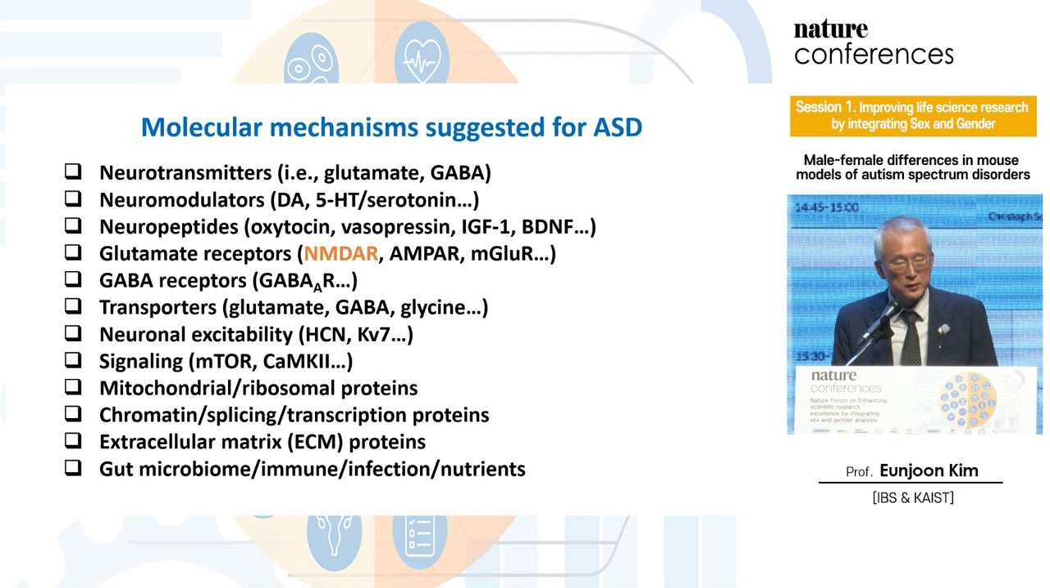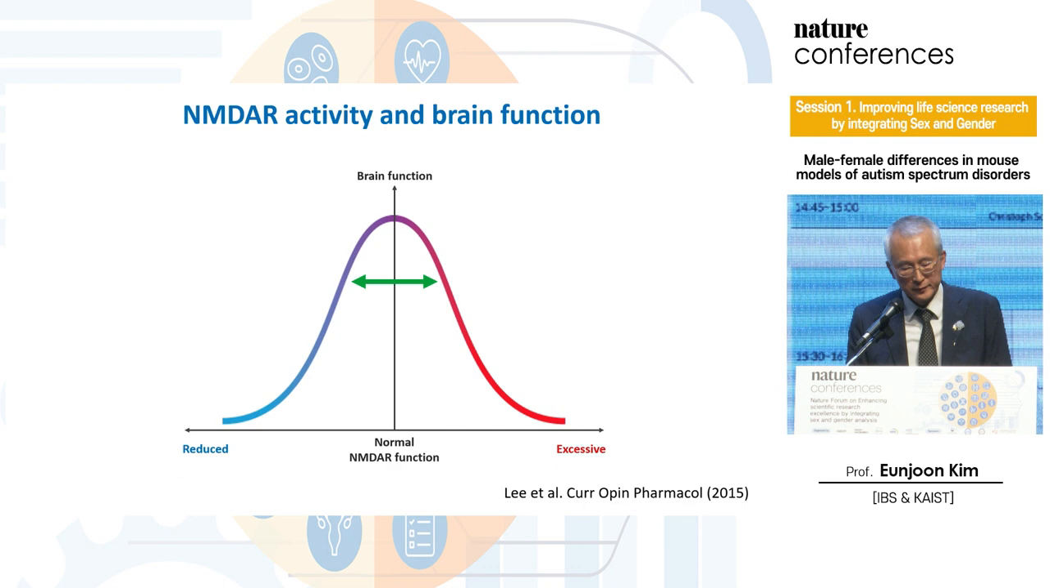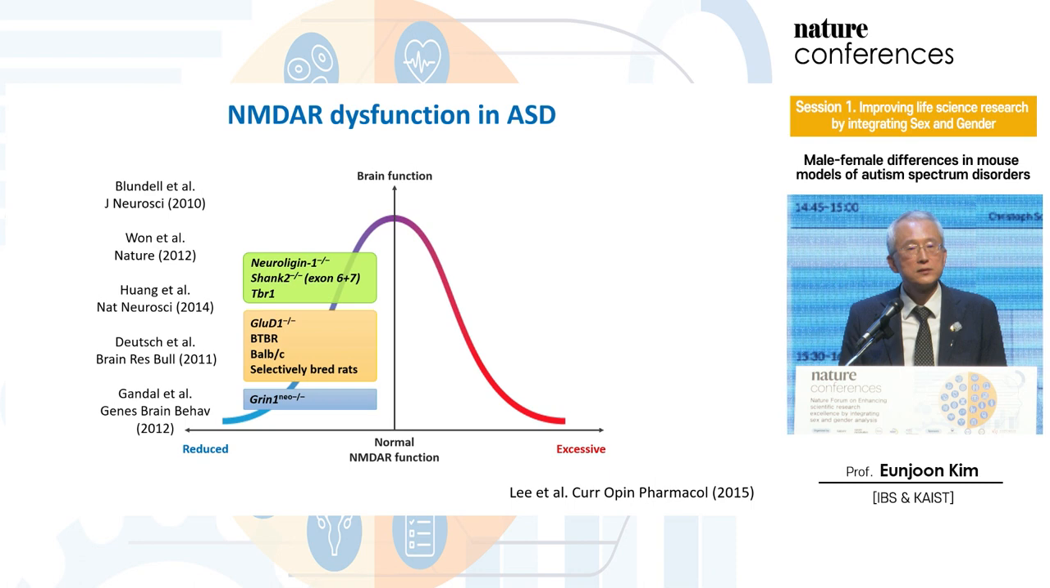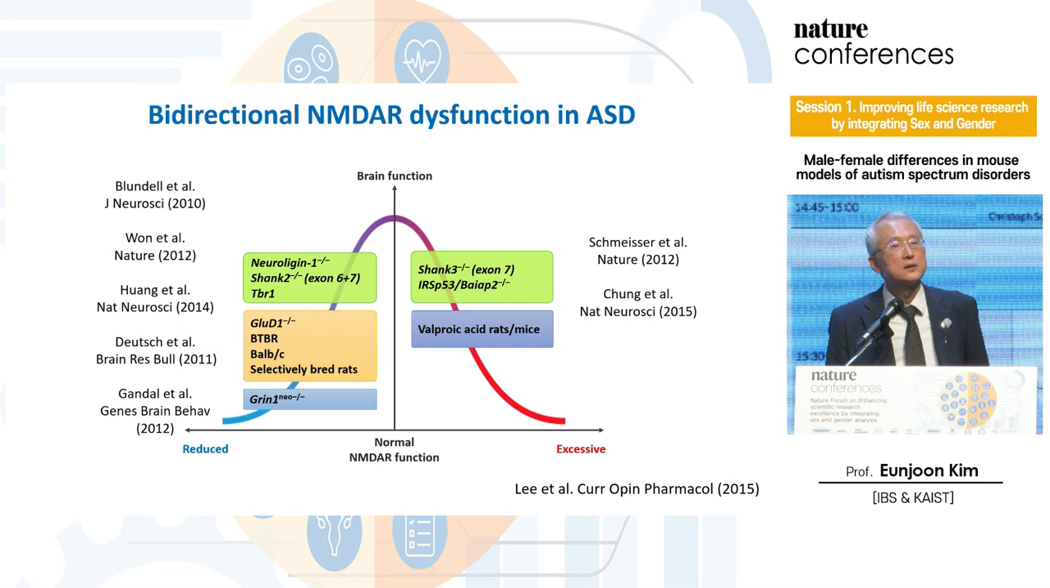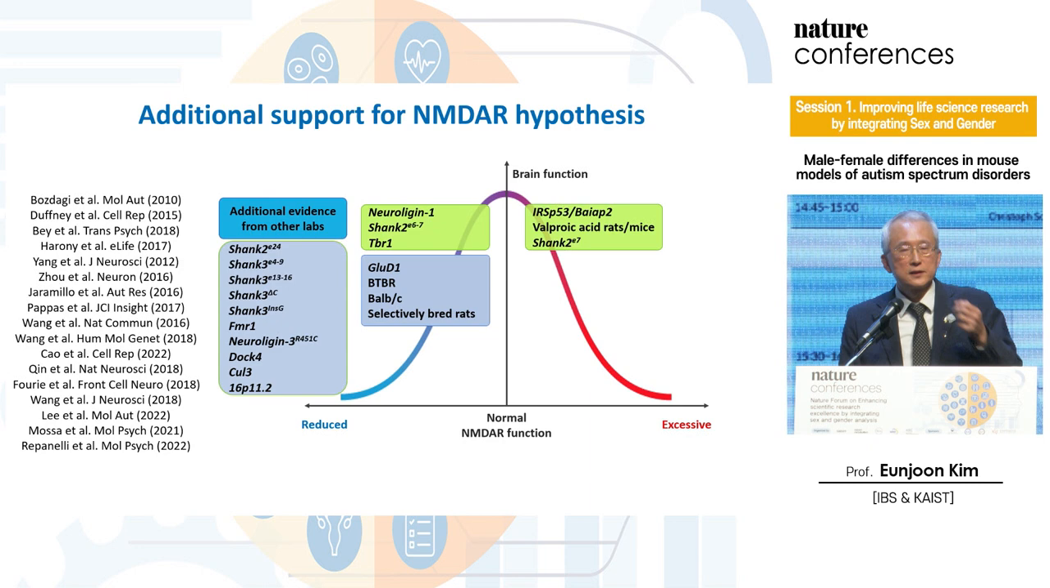But my lab has been focusing on the NMDA receptor dysfunction hypothesis. So probably many of you agree that there is a normal range in the function of the NMDA receptor in the brain. Some early studies have found that limited NMDA receptor function actually can cause ASD-like phenotypes in animal models, including mice. And soon, researchers found that excessive NMDA receptor function can also cause trouble in animal models. And for the last 10 years or so, laboratories other than my own have reported results that support the idea that limited NMDA receptor function causes ASD.